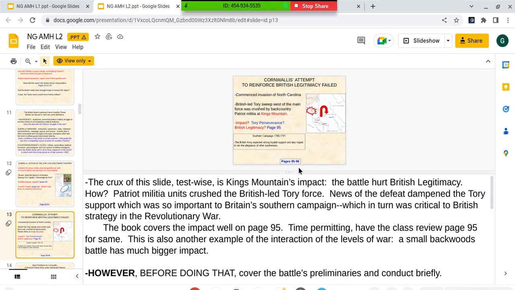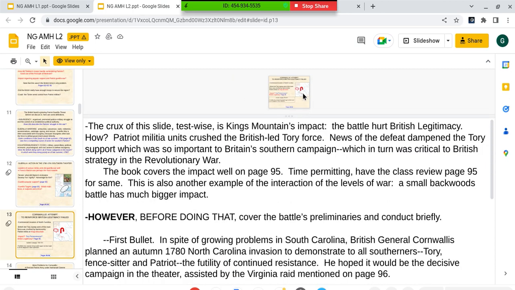And then going forward, which is also important, in spite of growing problems in South Carolina, Cornwallis planned an invasion to demonstrate to all Southerners that it was futile to resist the British, that the British were powerful enough that they would win eventually. He hoped it would be the decisive campaign in the theater, assisted by the Virginia Raid that they talked about in the textbook, which isn't important for the test, but if you're interested, you can read about it.